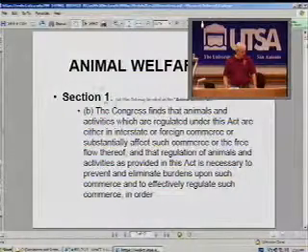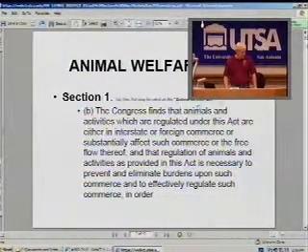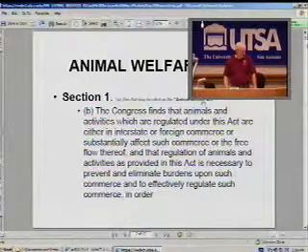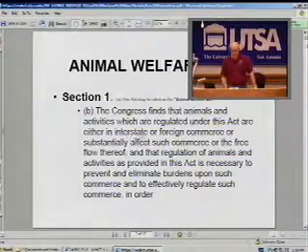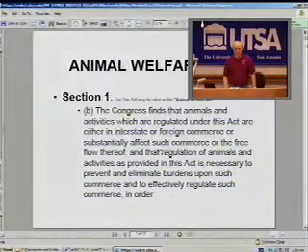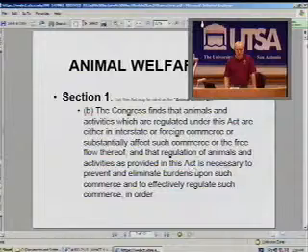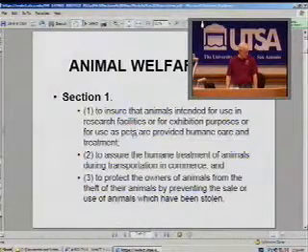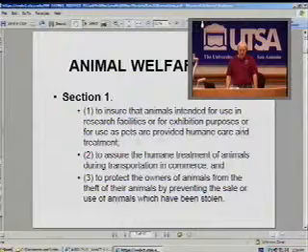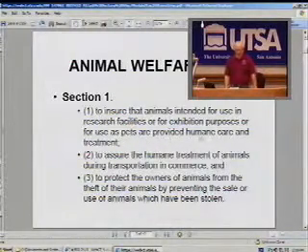So the Animal Welfare Act, pulling from Section 1, this act may be cited as the Animal Welfare Act, as stated here on top. Under Section 1B, the Congress finds that animals and activities which are regulated under this act are either in interstate or foreign commerce or substantially affect such commerce or the free flow thereof, and that regulation of animals and activities as provided in this act is necessary to prevent and eliminate burdens upon commerce and to effectively regulate such commerce in order, 1, to ensure that animals intended for use in research facilities or for exhibition purposes or for use as pets are provided humane care and treatment.